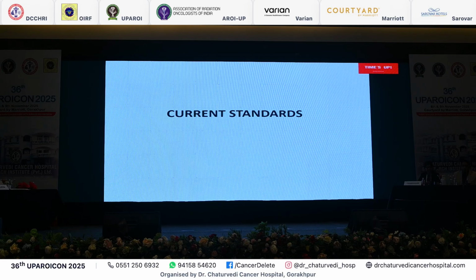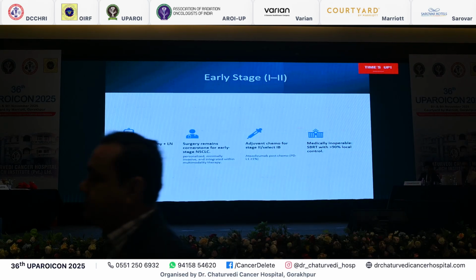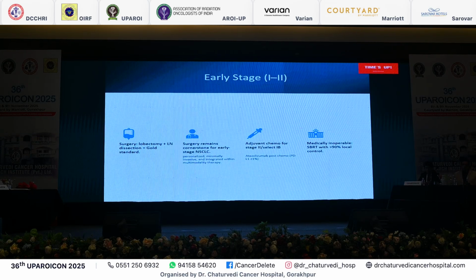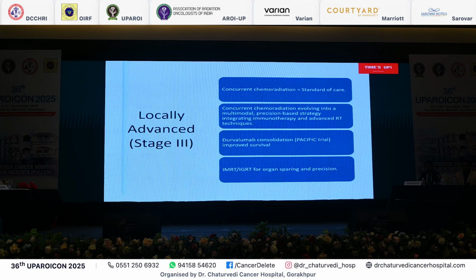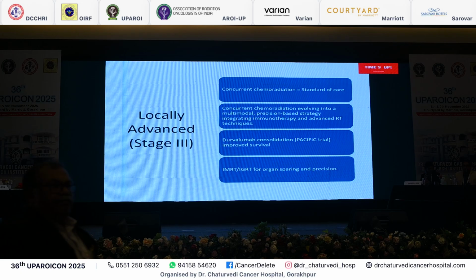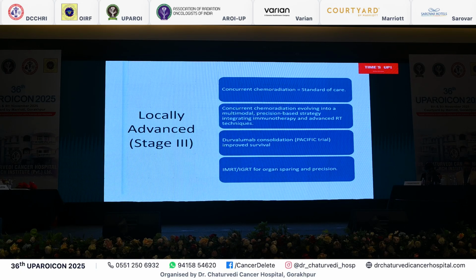Take home message: the current standard is still surgery, lobectomy plus lymph node dissection, the gold standard. We can use adjuvant chemo in select 1B or 2B lung cancer patients, and if the patient is medically inoperable, I have the option of SBRT. In case of locally advanced lung cancer, concurrent chemoradiation is the standard of care, and now after the PACIFIC trial, we have consolidation durvalumab for 1 year, and that remains the standard of care for stage 3 lung cancer.